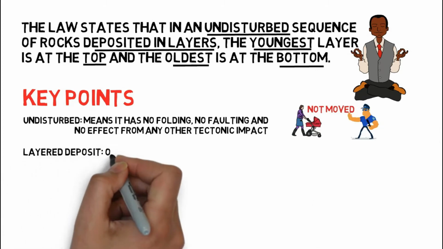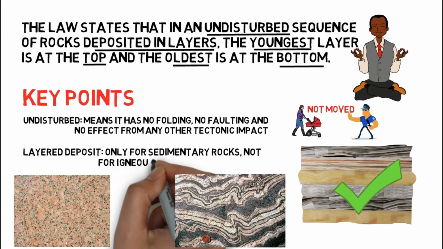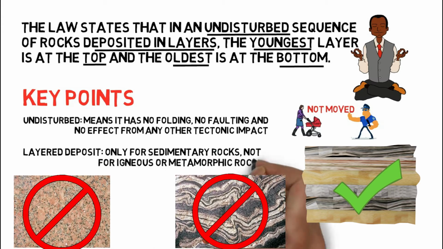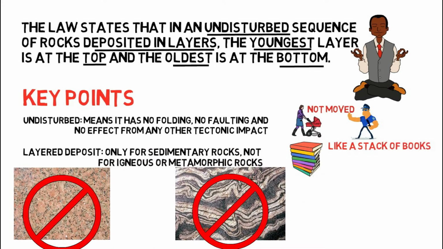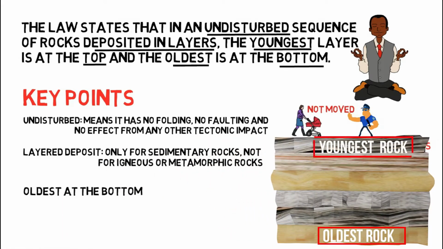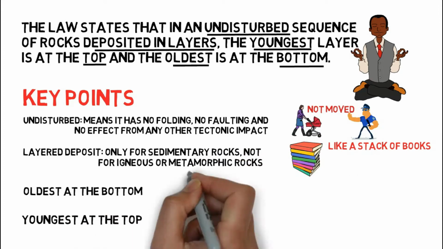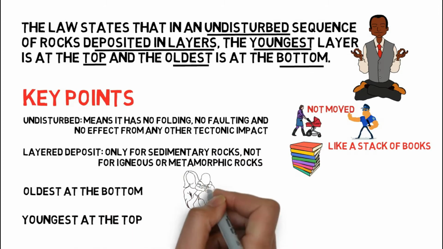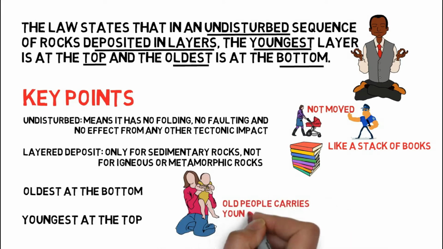Layer deposit means the law is only applicable to sedimentary rocks. It is not applicable to igneous and metamorphic rocks, as they are not layer deposits. The oldest rock is at the bottom and the youngest rock is at the top. So those are the four key things. When you understand those four key things in the law, you can twist the law anyhow that you like, making sure those four key things are present.